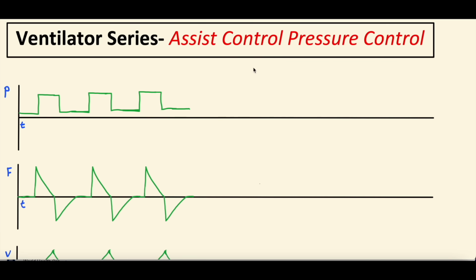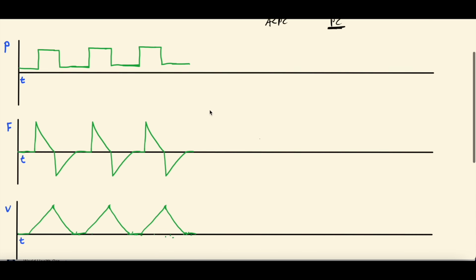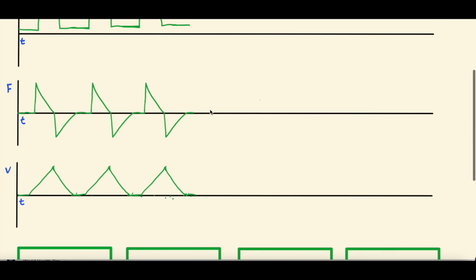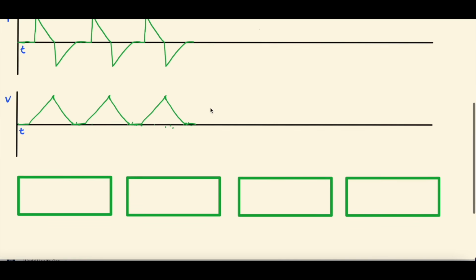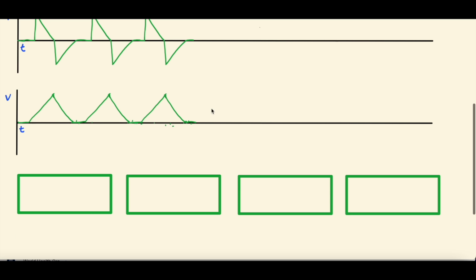So today we're going to be talking about assist control pressure control, also known as ACPC or assist pressure control, or many people in the clinic are going to just refer to it as pressure control, and that's what we're going to refer to it as for the rest of this video. And we're going to talk about it in relation to the pressure time scalar, the flow time scalar, and the volume time scalar. Before we do that though, we wanted to talk a little bit about pressure control.